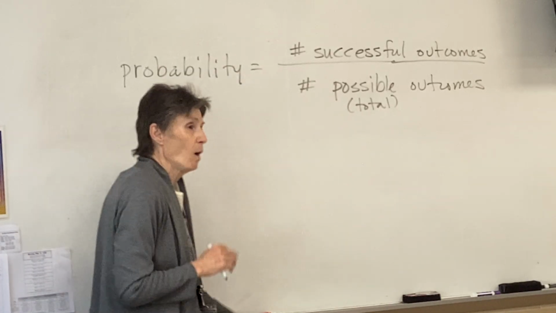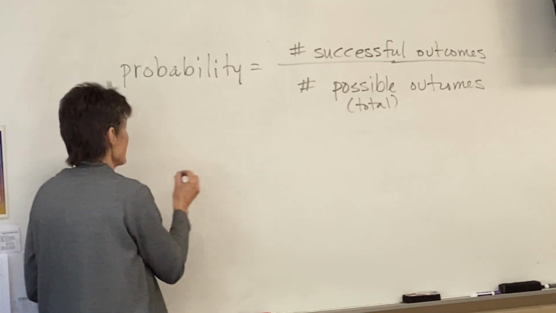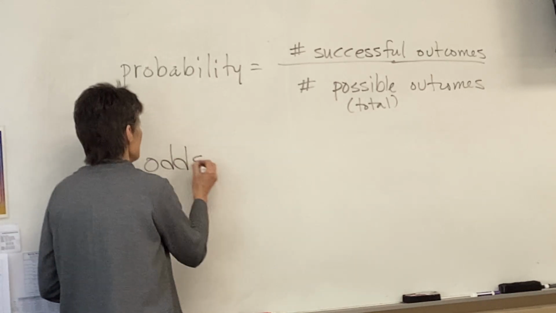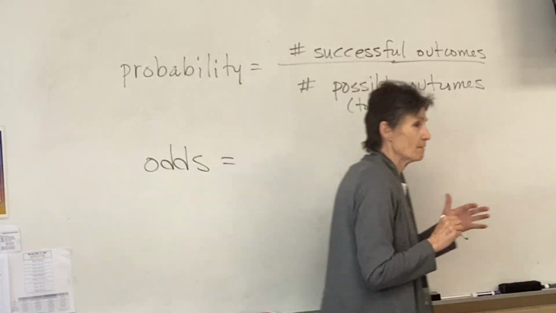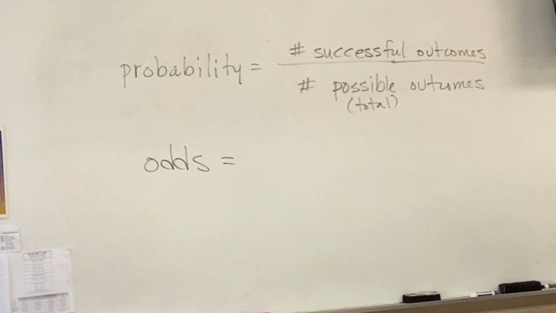Now, while we're at it, we're going to make the distinction between probability and odds. Especially if you watch horse racing, they'll talk about the odds of a horse winning. Does anyone know the difference between probability and odds? They aren't the same. A lot of people use them interchangeably and they're not the same. Anybody know the difference?